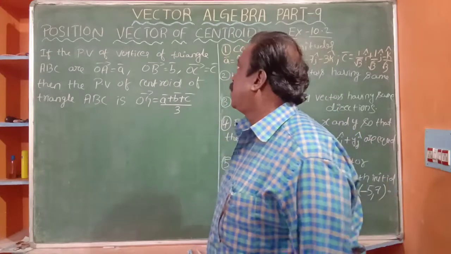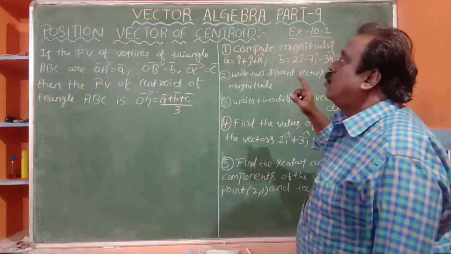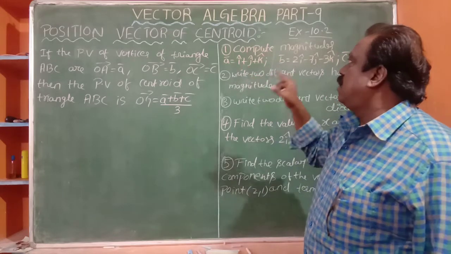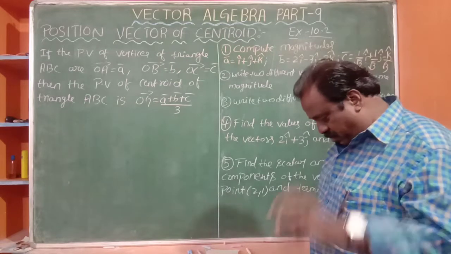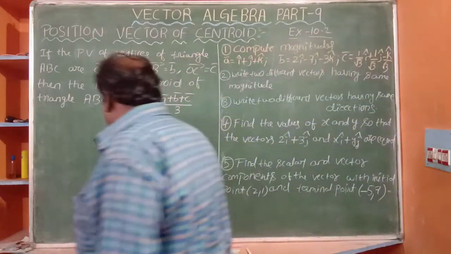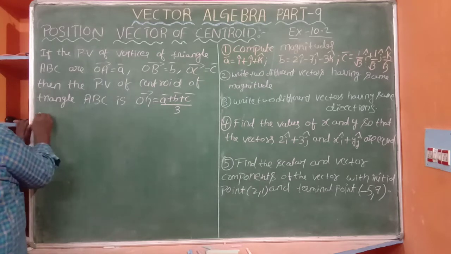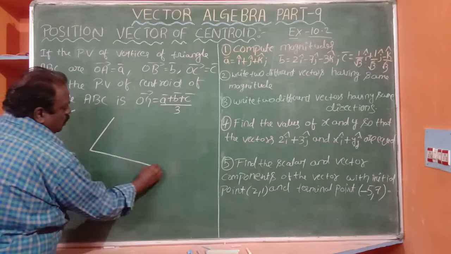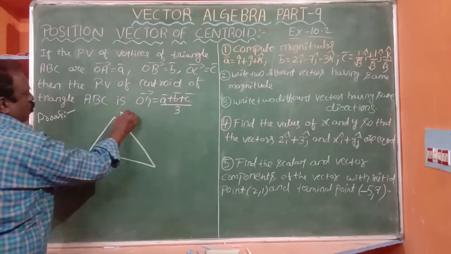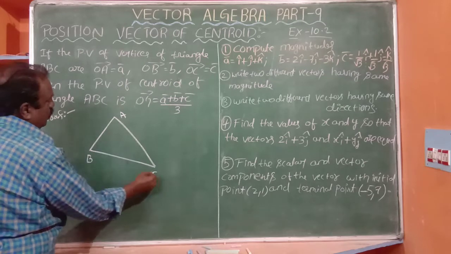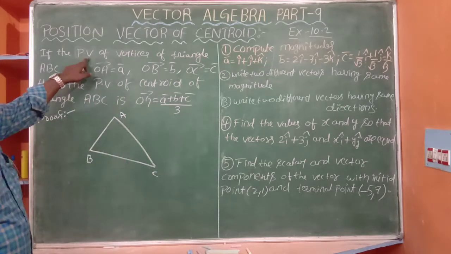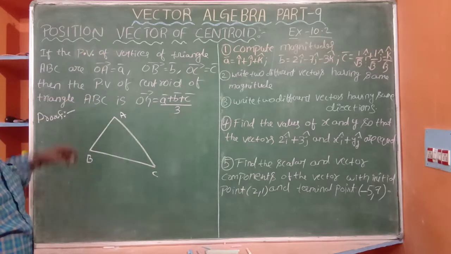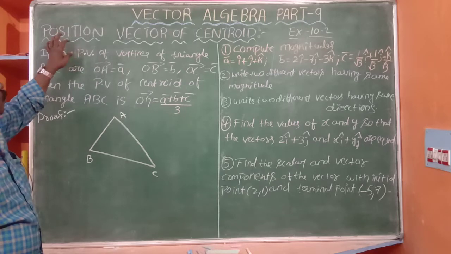Now we are going to part 9, that is vector algebra. The position vector of centroid. It is based on the section rule. Observe me, the proof. We are given a triangle whose vertices are A, B, C. Here we are given position vectors, abbreviated PV. Next onwards, you try to mention and know about this.